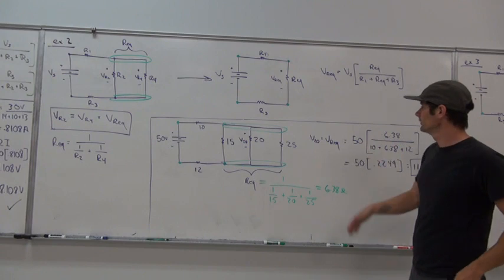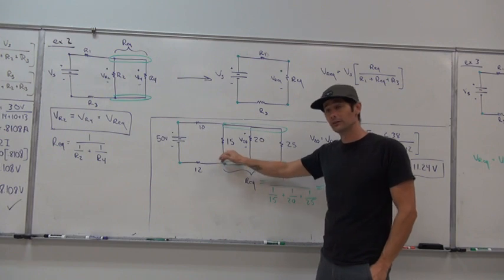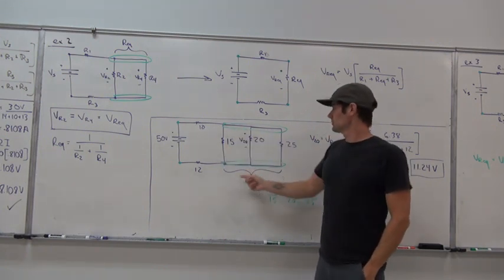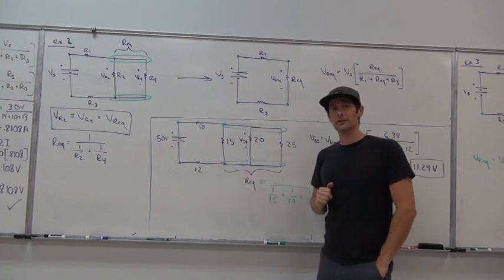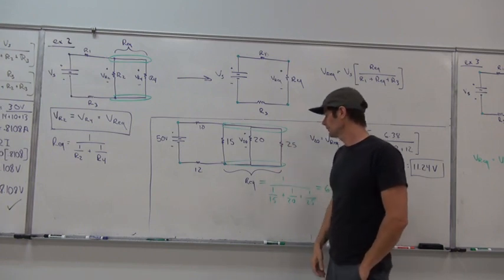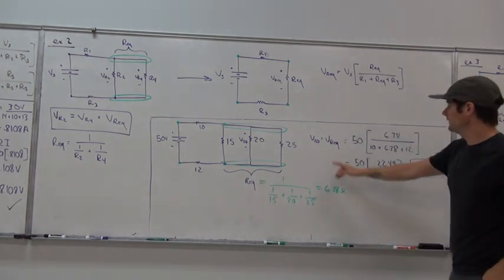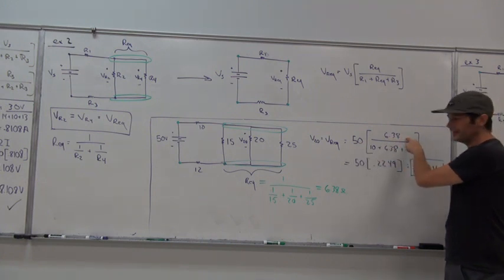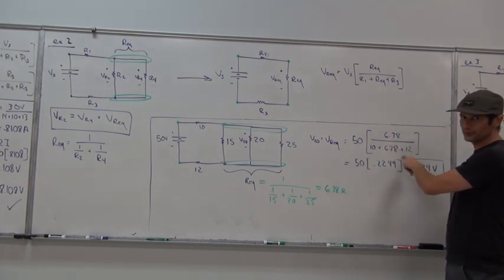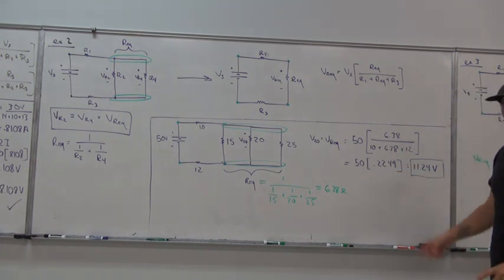Okay, 6.38 ohms. So V20 is equal to V25, which is equal to V15, the voltage across each of these elements, because just like in the derivation up here, symbolically, these elements share two common nodes. None of these elements have anything in between at the top or at the bottom. So V20 is equal to VREQ, which is just equal to 50 times 6.38 over 10 plus 6.38 plus 12. So 50 times 0.2249, or 0.225, gives us a voltage of 11.24 volts.